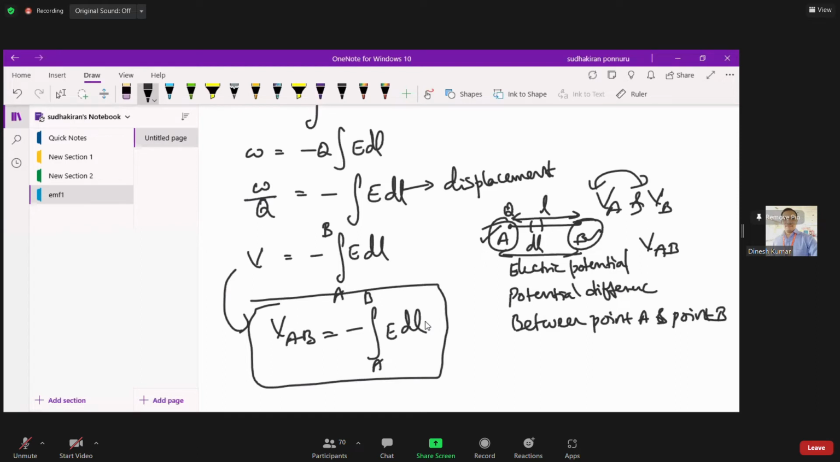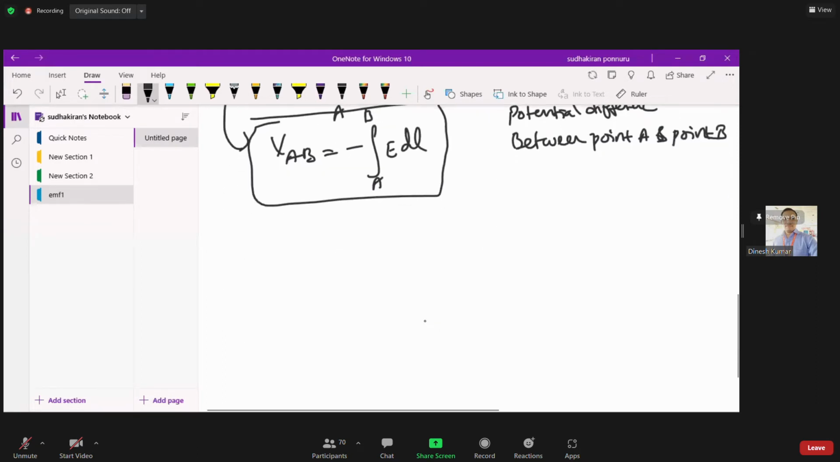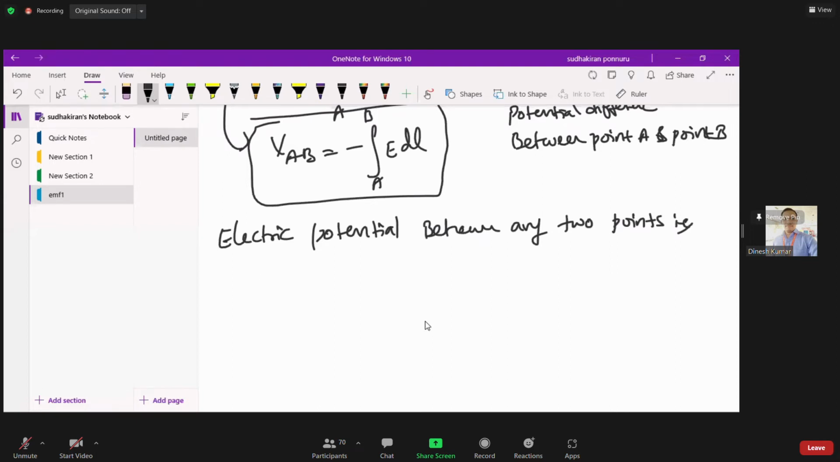So if you want the expression for electric potential between any two points, point A and point B, that value is VAB is equal to minus integral A to B of E dl. Try to remember this expression.